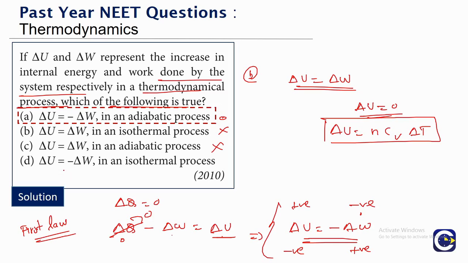Option D is delta U is equal to minus delta W in isothermal. Again same thing. Isothermal means delta U is actually 0.